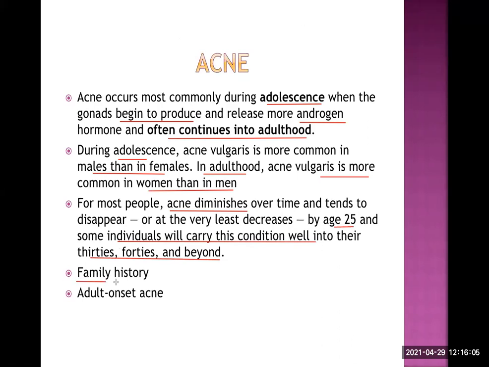There is a strong family history. Multiple members of the same family may develop acne vulgaris. And if adult onset acne is there, we need to do detailed investigation. We need to find out why acne has come in the adult. Probably there is some androgen exposure in them. Maybe an androgen secreting tumor, or maybe somebody is taking androgen from outside.